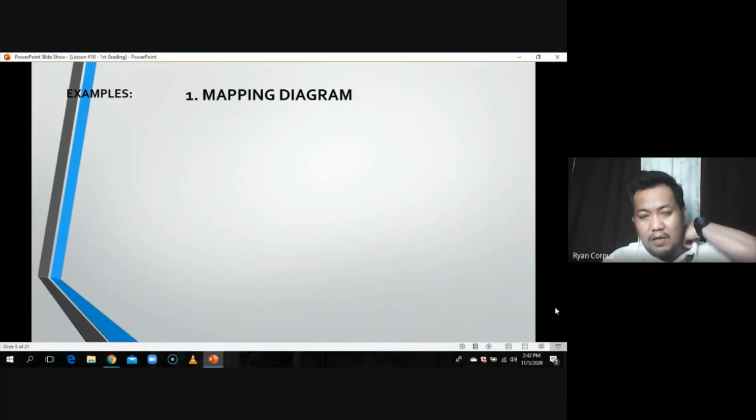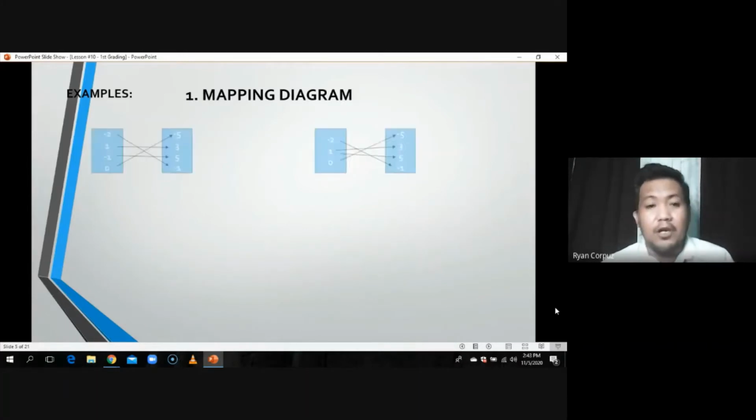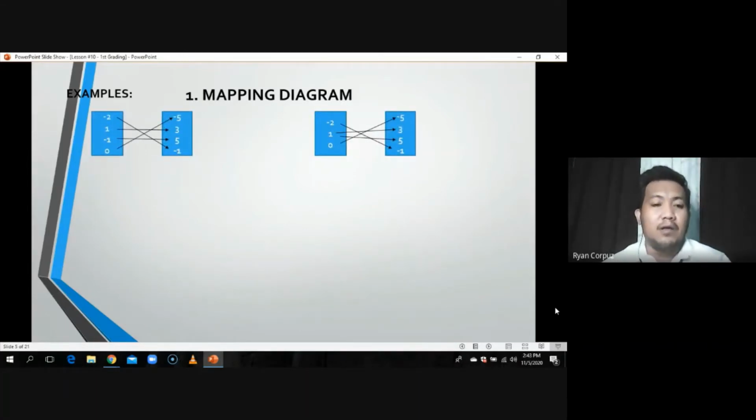We have here a given mapping diagram. There are two given mapping diagrams here, to the left and to the right. If you're going to look at the mapping diagram to the left, there are four elements in the domain.